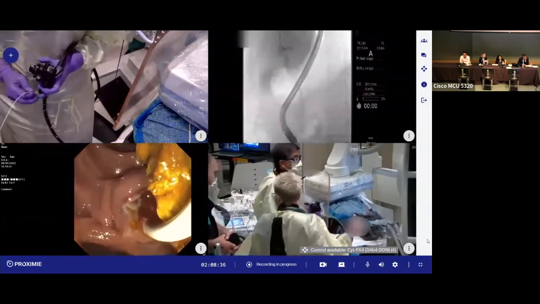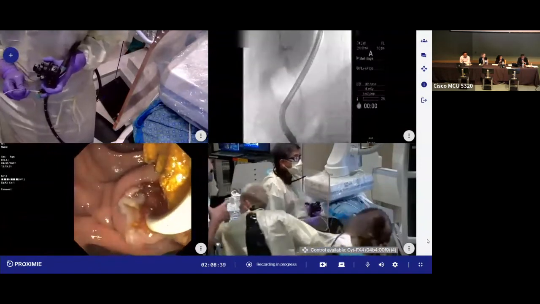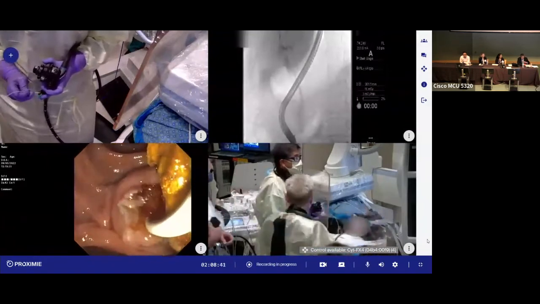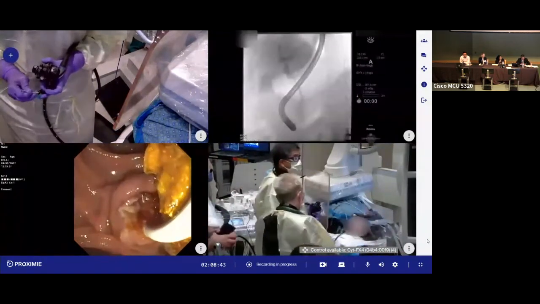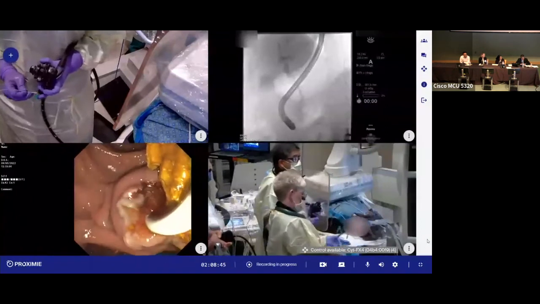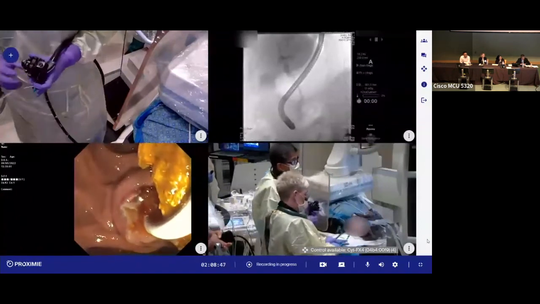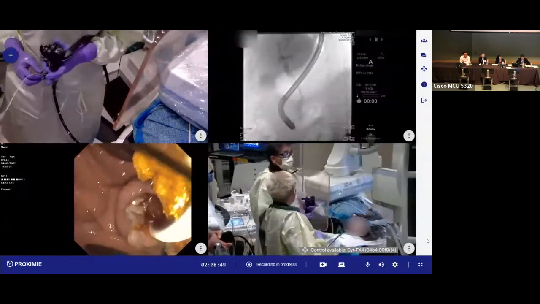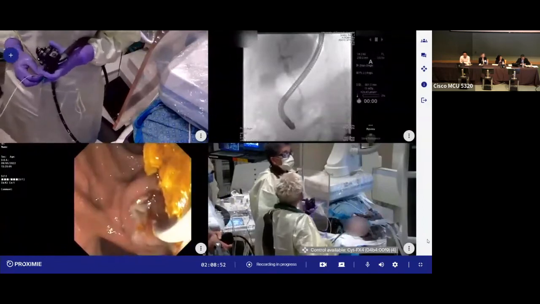Sachin, how are we doing on time? I can talk slower or faster. No, you're doing great, Raj. We have about 10 more minutes with you, and then we're going to break before we come back to a lecture and live cases. Okay.